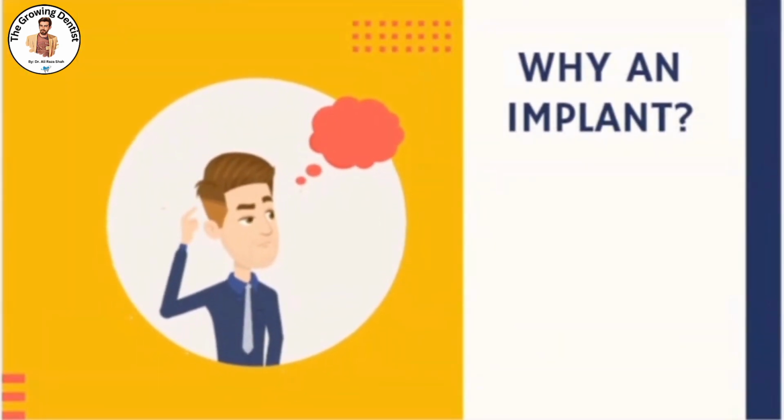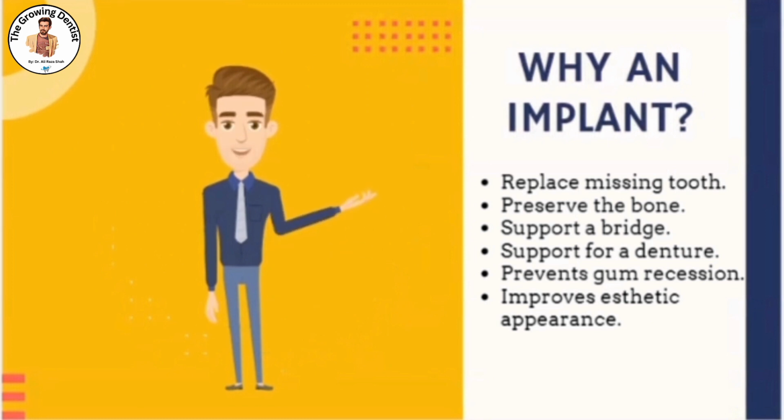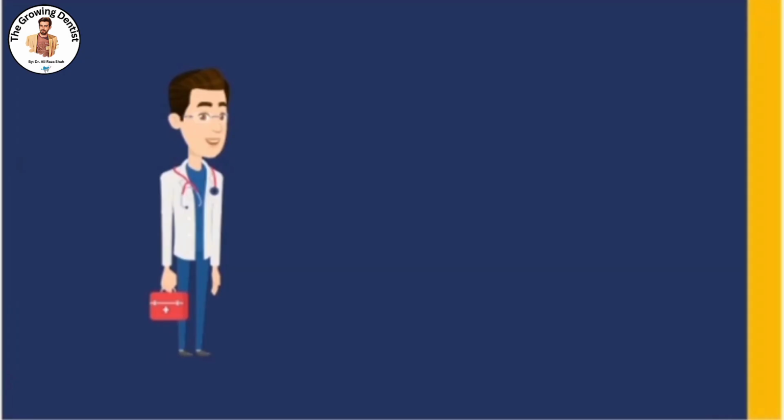Why an implant? They replace missing tooth roots and form a stable foundation for replacement teeth that look, feel and function like natural teeth. Dental implants also help in preserving the remaining bone by providing the stimulation that was previously provided by the natural tooth roots. Hence it prevents future bone loss. Bone that disappears when a tooth is removed can only be replaced by a bone graft. These implants also help in supporting a crown, bridge and denture. It helps in improving the aesthetic appearance of the patient and prevents gum recession.